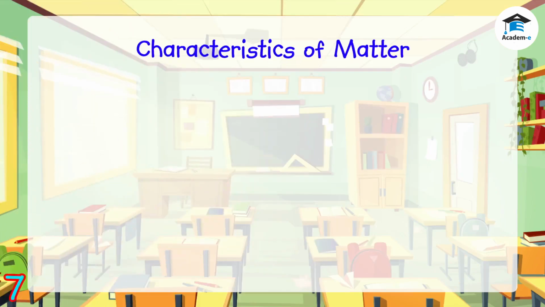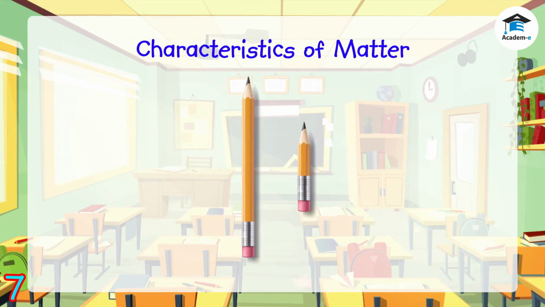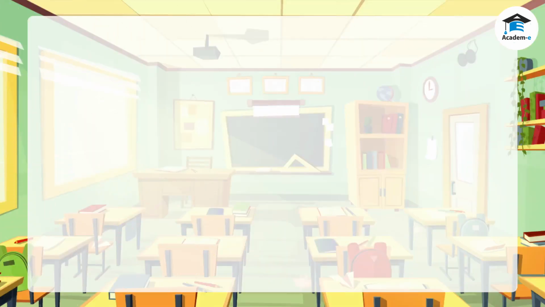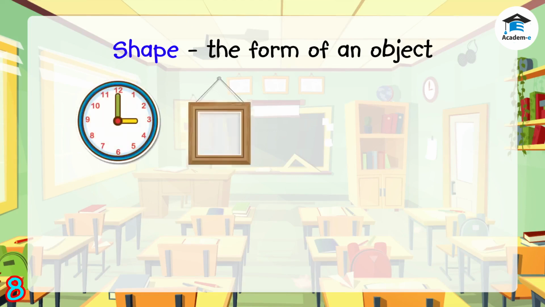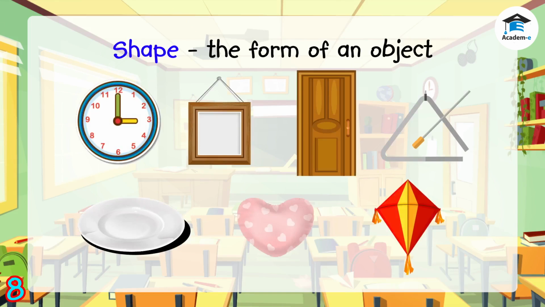Following are the other characteristics of matter. Size describes or tells how big or small, long or short, and tall or short an object is. Shape is the form of an object. It may be circle, square, rectangle, triangle, oblong, heart, and diamond. However, some kinds of matter, like water and air, do not have their own shape. They take the shape of their container.